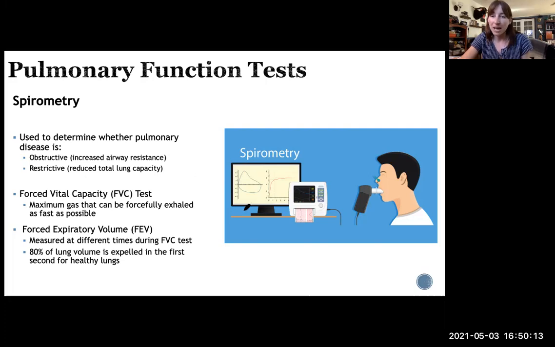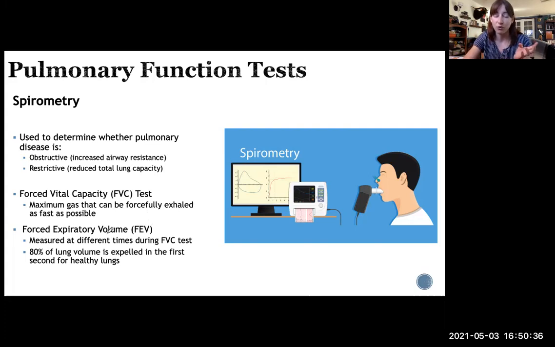If it's a normal amount, but you can't get 80% of that volume out within the first second, so you can't exhale very fast, then it's probably an obstructive pulmonary disease, okay? So you basically measure the forced expiratory volume. I know it's a lot. I know this is a lot of letters. I promise I won't test you based on these little shorthands.